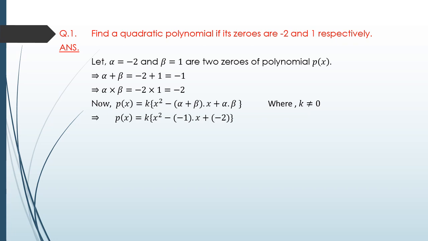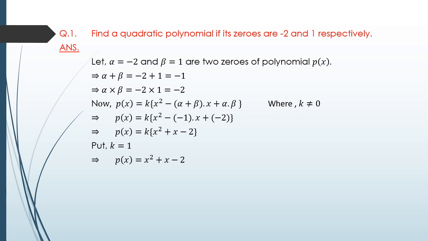Now let us do the calculations. So we'll get p of x is equal to k multiplied by x square minus minus will become plus. So plus 1x, that is nothing but plus x, and plus into minus is -2. So here we will take k equal to 1. You can take any value for k, doesn't matter, but for sake of simplicity, as there are no denominators, we'll take k equals to 1. Putting k equal to 1, we'll get p of x is equal to x square plus x minus 2.